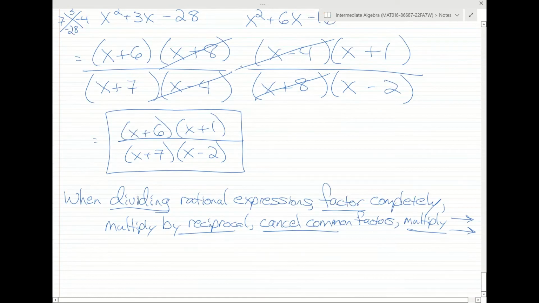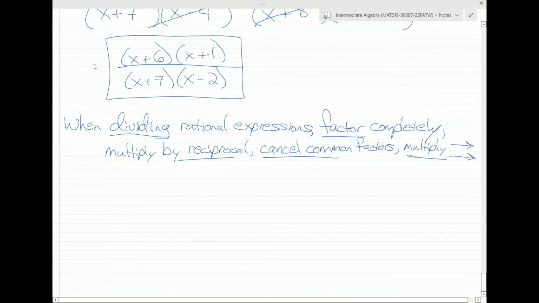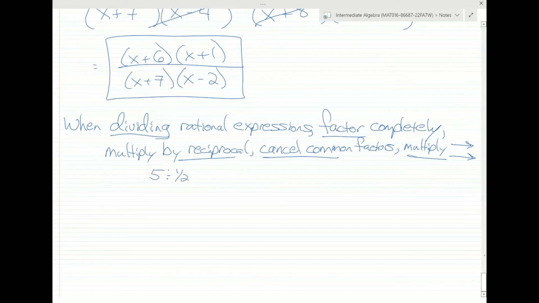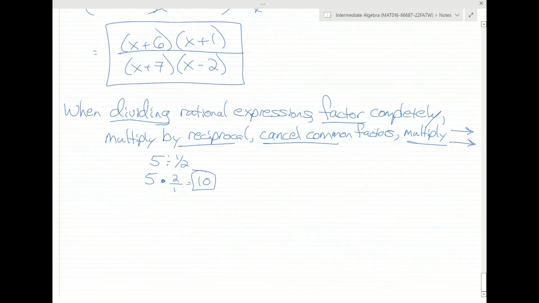So we'll just do a few examples of these here to wrap up this section. When we talk about reciprocal, reciprocal means you switch the top and bottom. So if I asked you what's 5 divided by 1/2, the reciprocal would mean you multiply by 2/1, which would be 10. And so that's what reciprocal means. We'll just do a few of these.